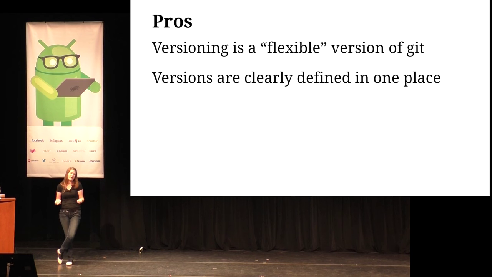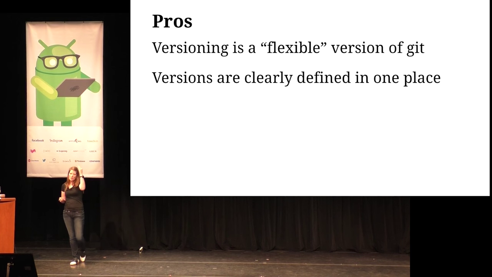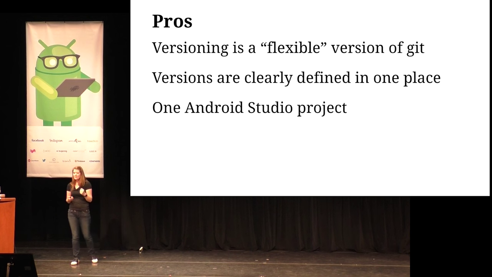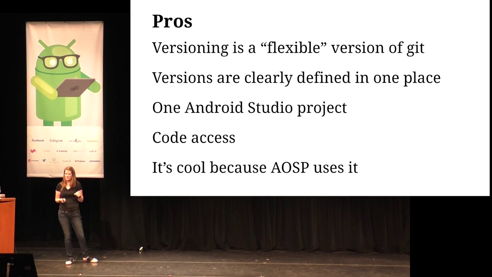All of your versions are clearly defined in one place. So if you found yourself in a situation where you've got a shell that's referencing a library, and that library is referencing a library, and maybe even another level, it might be hard to know when you're pulling down the shell how many nested internal libraries you are pulling down. So you can see everything that your whole project depends on in a single place and know where it's all coming from and what versions it's finding. Again, you've just got one Android Studio project that you have to worry about managing, and you have immediate code access. I don't know if this is a con, but if you want to feel like a badass, you can be like, yeah, I use the cool tool that Android open source also uses.